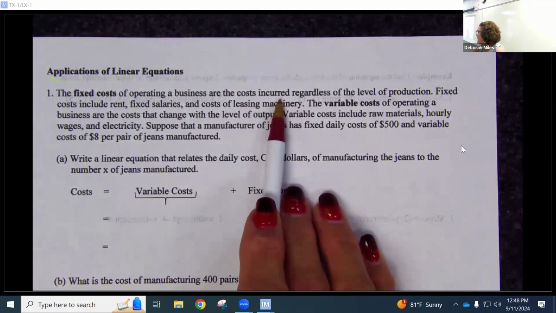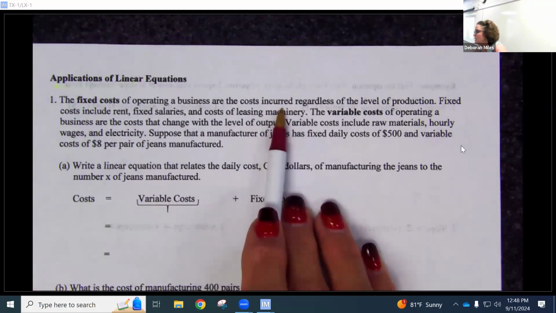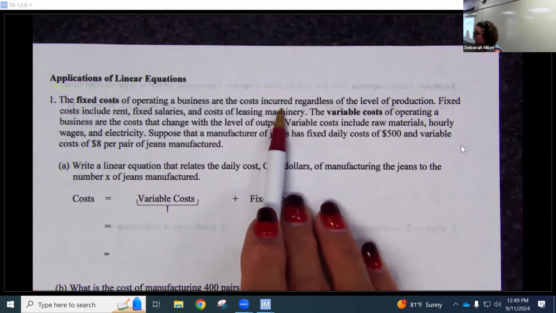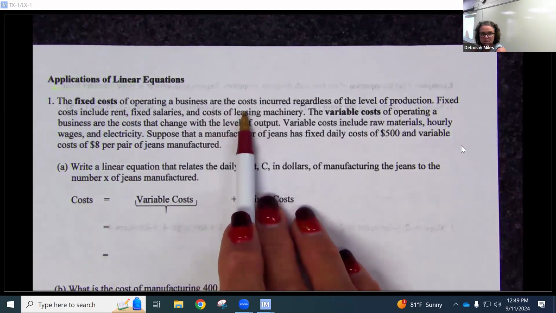If you're in manufacturing, there are certain expenses that you have to pay whether you turn the machines on or not. Your fixed costs are like the rent on the building. You have to pay the same rent whether you turn the machines on or not. The cost of the machines themselves, those are fixed costs.